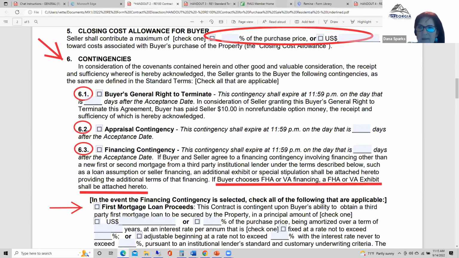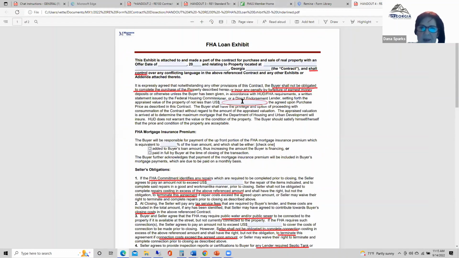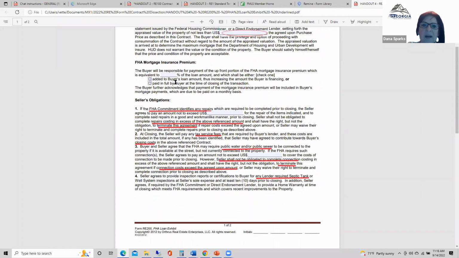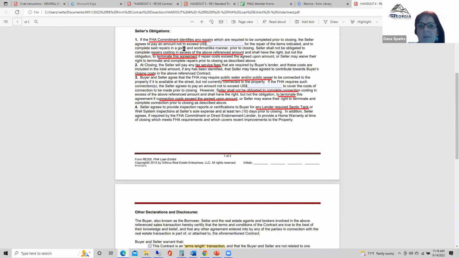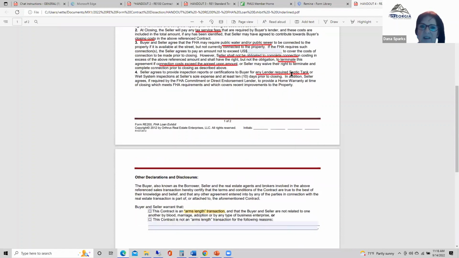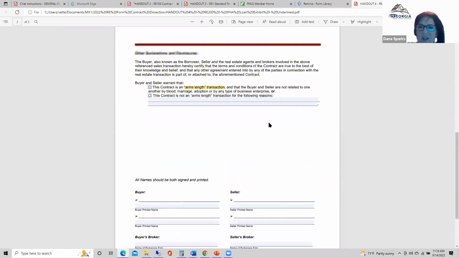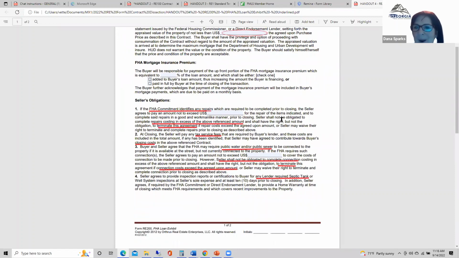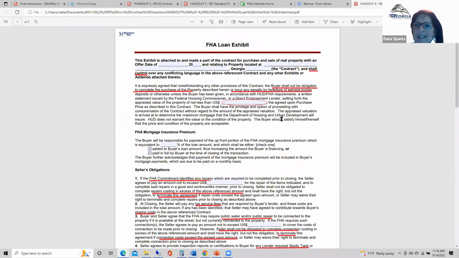Here is more of the RE forms FHA loan exhibit. It says it must appraise for the dollar amount you fill in here. Here's the FHA mortgage insurance, what percent it is, and that it's added into the buyer's loan amount. Here's the seller's obligation for repairs. Here's the seller's obligation for public water and sewer. Here is information on septic tank, arm's length transaction. Do you see anything in here about appraisal? No. The appraisal contingency is a completely separate contingency from a financing contingency.